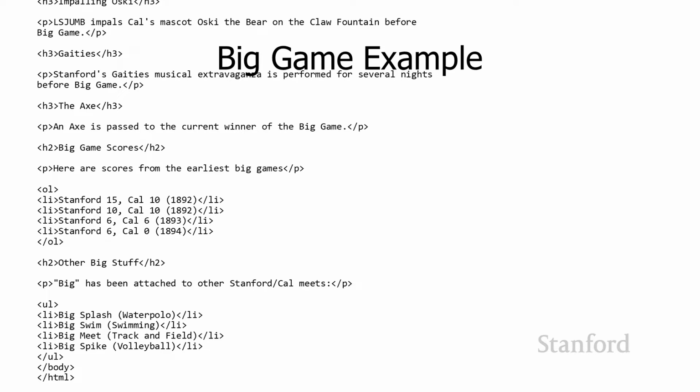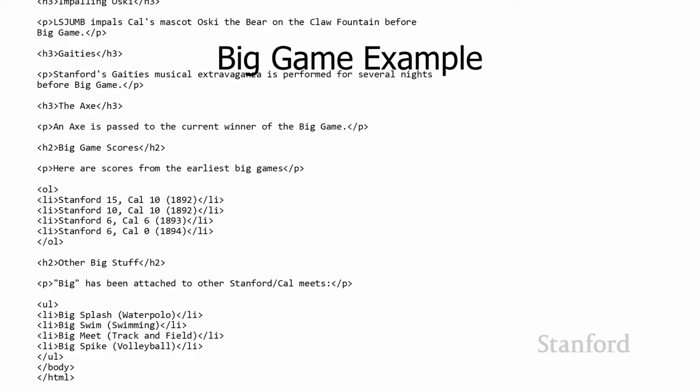And then there's an unordered list with a bunch of list items talking about other things other than just a football game. The difference between the ordered list and the unordered list is the ordered list lists different items and puts numbers in front of them. So it'll be like item 1, item 2, item 3.